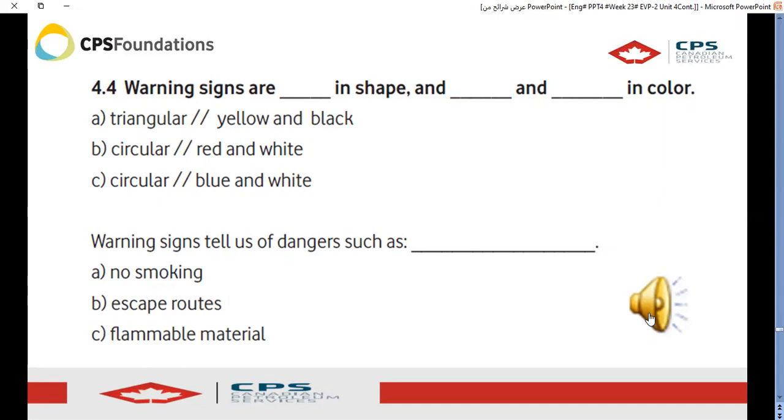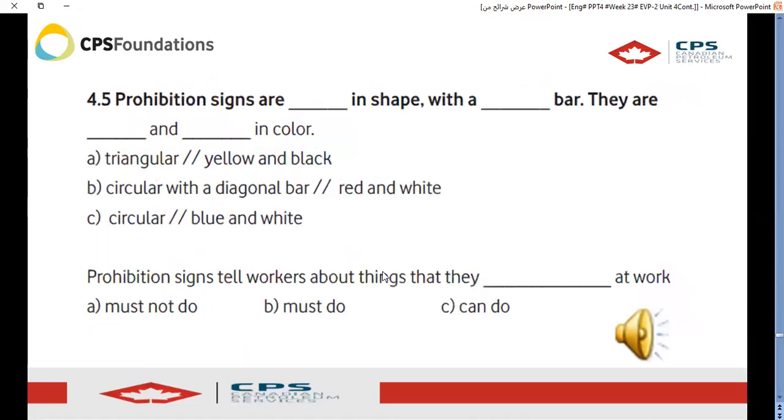So warning signs, what's the shape of warning signs? Triangular, as we said. Yes, the only option here is A, triangular, and yellow and black. Warning signs tell us of dangers such as flammable materials, materials that may cause fire. This is the meaning of flammable materials.